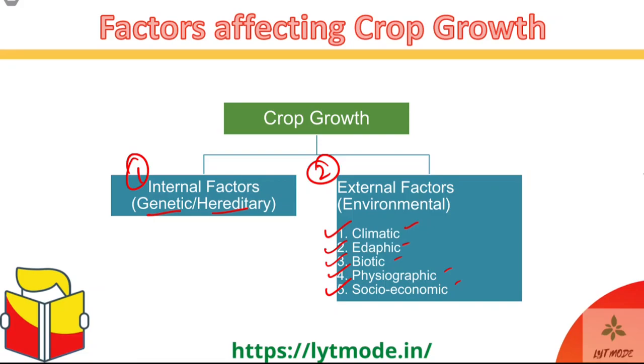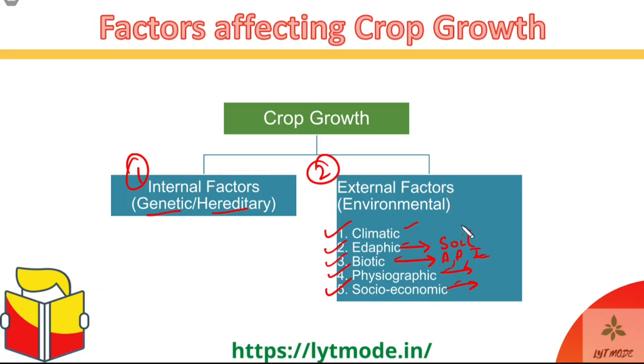So I was talking about the edaphic factors, right? The edaphic factors are basically the factors which are related to the soil. Then there are the biotic factors which are related to all the biotic components like the animals, the plants, and the insects, all of those things. So those are the biotic factors. Then there are the physiographic factors and the socioeconomic factors. Okay, so all of these are actually the factors which affect the crop growth.